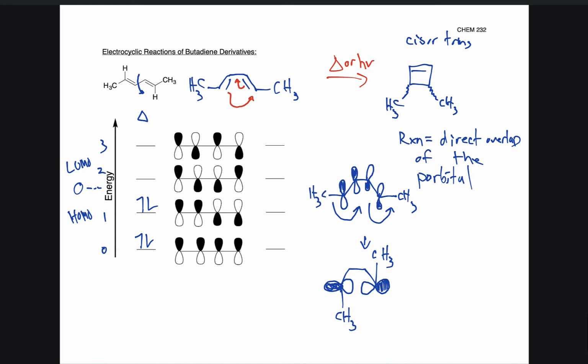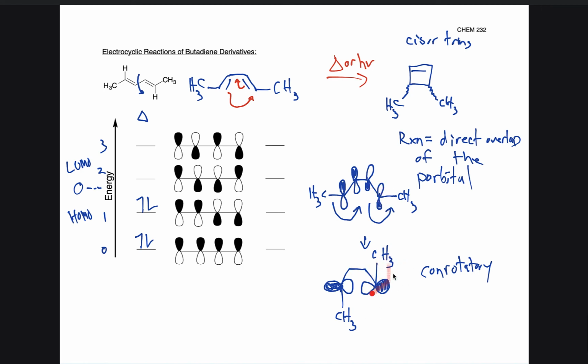But this system that's happening here is something called conrotatory. As the name implies, things are moving in the same direction. The orbital on the left, we're swinging counterclockwise, and we're also swinging this right orbital counterclockwise as well to get them to line up.